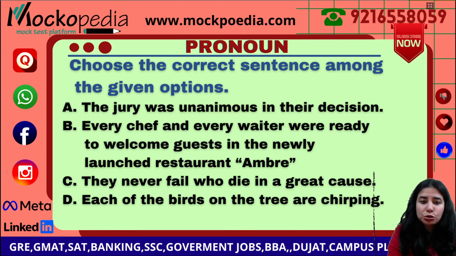So in this case also you have to choose the correct sentence among the given options. So let's quickly take a look, try it, and then we are going to discuss. So let's see. The jury was unanimous in their decision. It is incorrect because jury is a collective noun. So you are going to consider it to be singular. There is a plural pronoun. So this is an incorrect sentence.